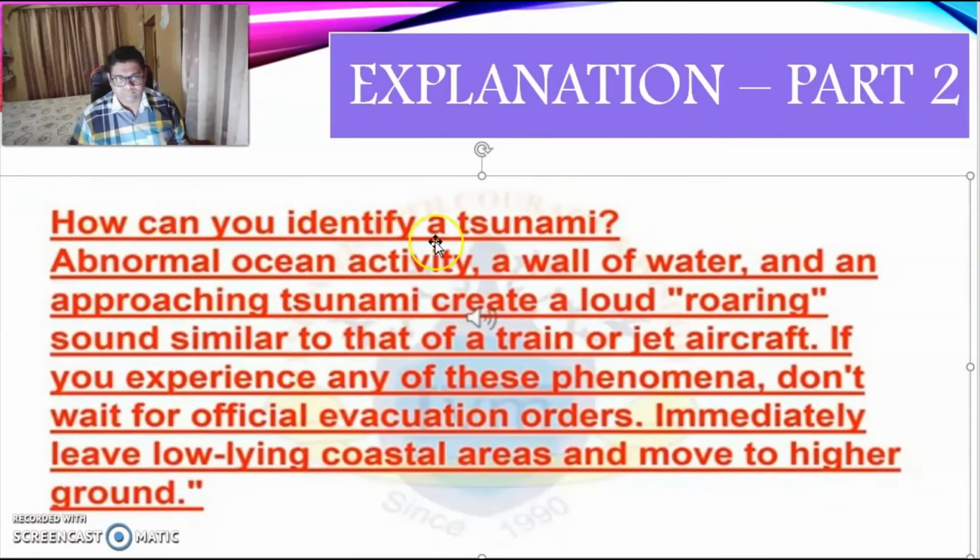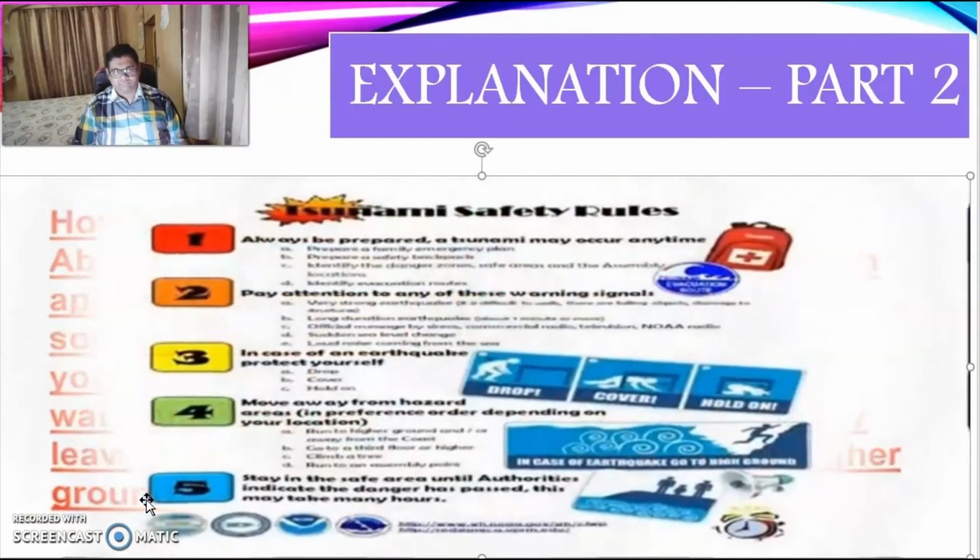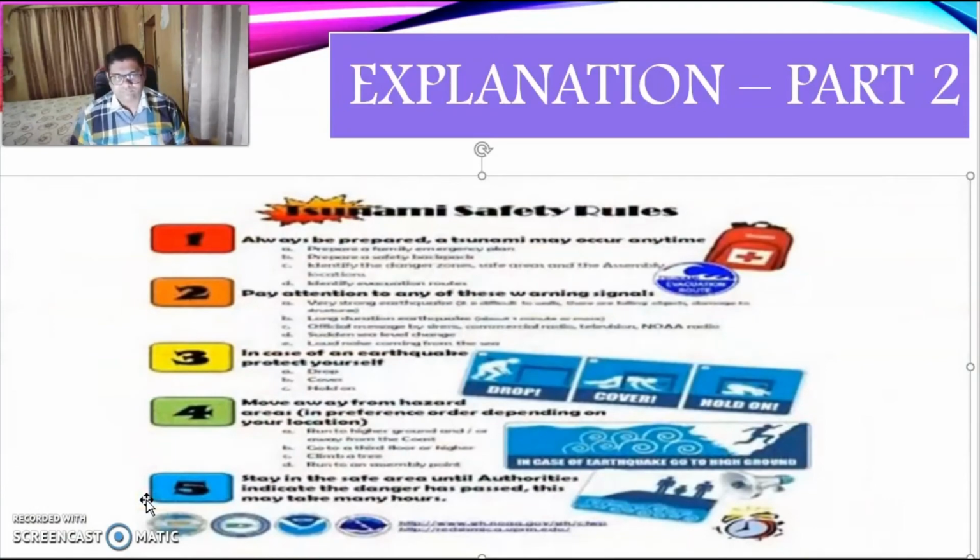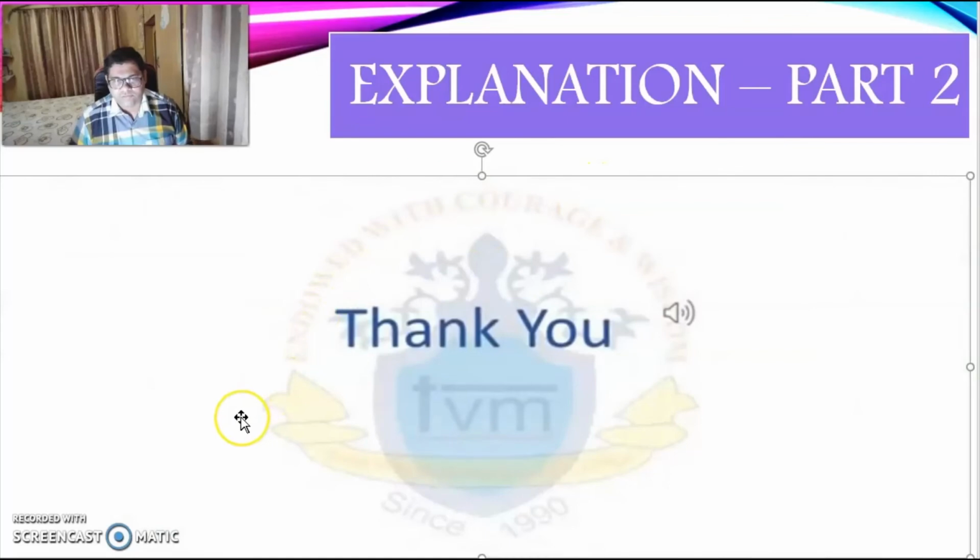How can you identify a tsunami? Abnormal ocean activity, a wall of water, and an approaching tsunami creates a loud roaring sound similar to that of a train or a jet aircraft. If you experience any of these phenomena, don't wait for official evacuation orders. Immediately leave low-lying coastal areas and move to higher ground. Tsunami safety rules.